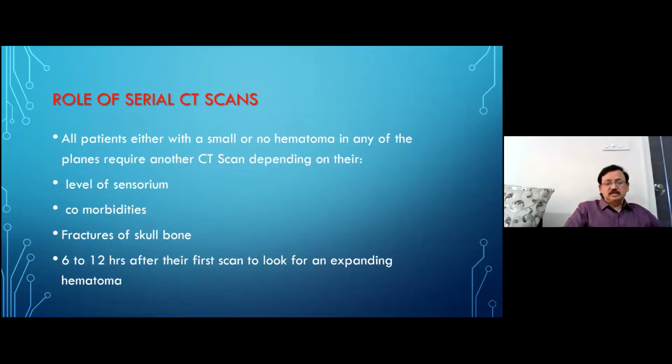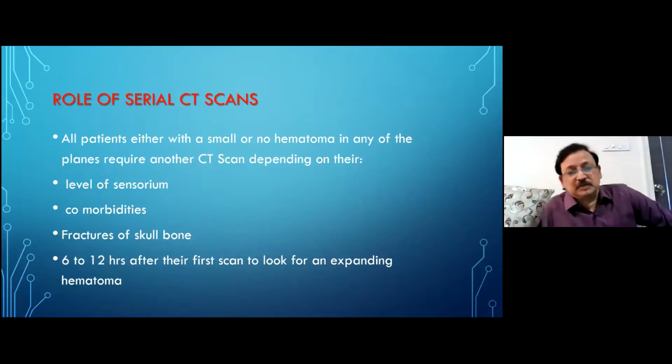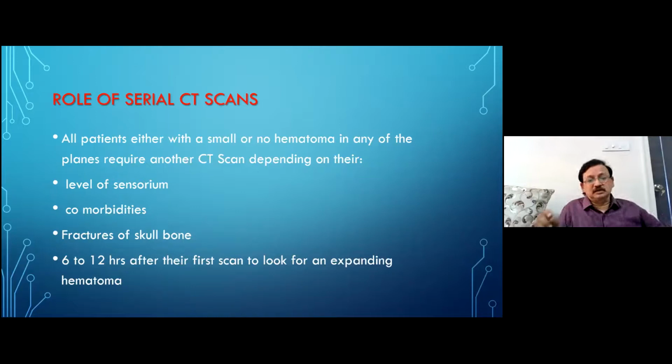What is the role of serial scans? Most often patient relatives suspect us. They say the minute we got one CT scan done, you want it done again in your hospital. Explain to them what is very, very important: these hematomas can expand. In patients on these drugs, the hematomas expand within a period of 3 to 4 hours. Also, we sometimes see the hematoma expanding. So for all patients, whether with a small hematoma or none, in any of the planes, a repeat CT scan is a must. If there is a decrease in level of sensorium, if they have comorbidities, or if there's a fracture of the skull, these patients should be re-investigated with a CT scan.